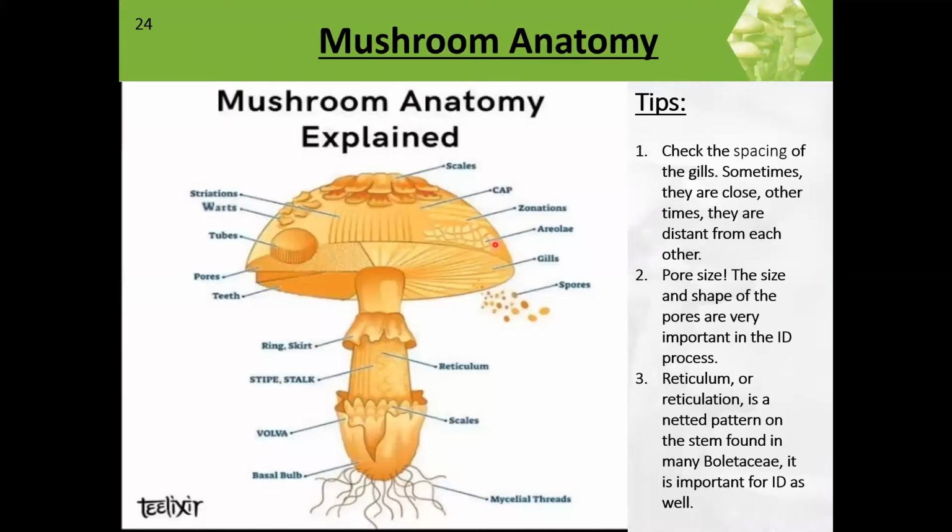So a few more tips I want to cover. You want to check the spacing of the gills, because sometimes they're really close together, and sometimes they're spaced further apart. That's very important. And then the pore size: is the pore angular? The shape of it is really important as well. And then the reticulum, or reticulation, is the netted pattern I just covered.